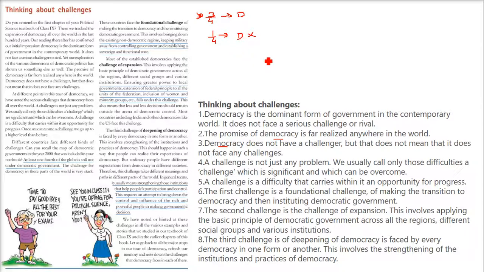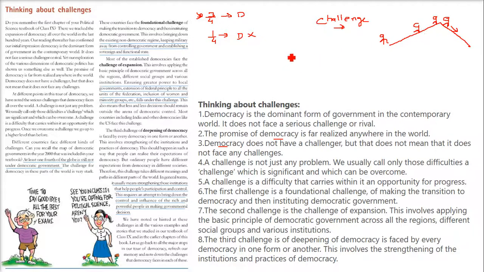So the challenge is not just any problem. What is the challenge? Let us understand what this word means. The challenge is a difficulty that carries with it an opportunity to progress. That means if you are here and if you want to climb a cliff, then this is a challenge for you to climb the cliff. But once you climb the cliff, this difficulty is over. Now you can progress, you can go that side also.